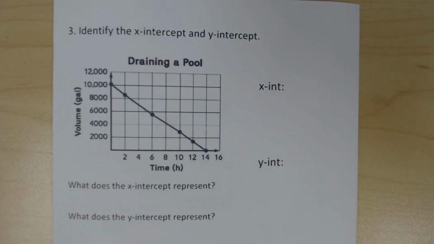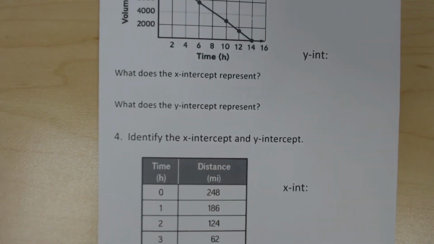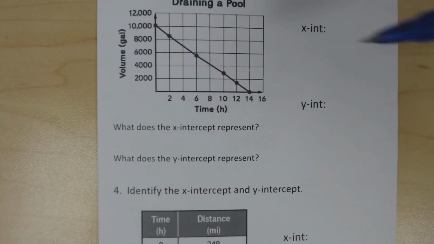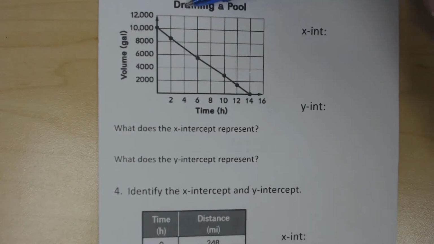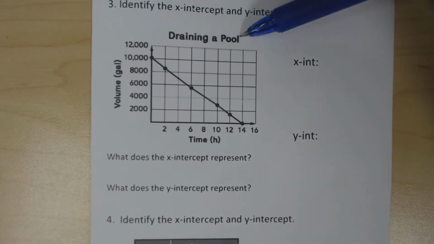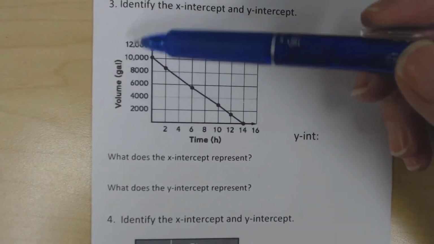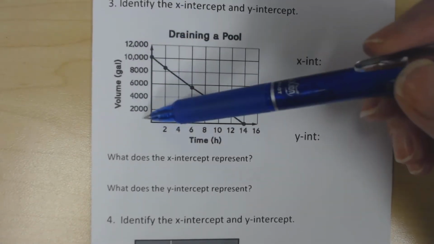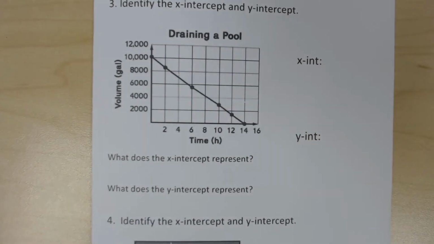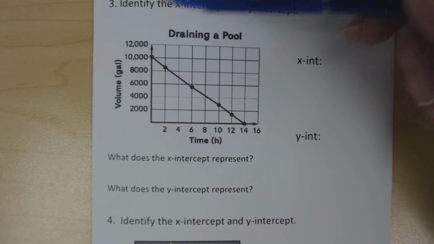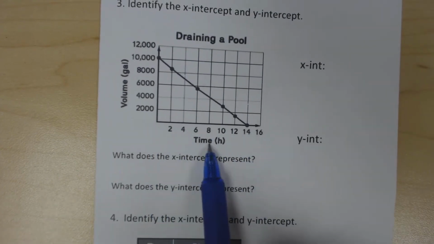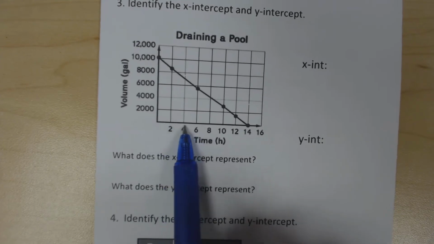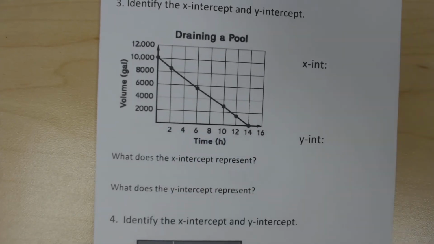Okay, the next side we have a word problem. It says identify the x and y intercept. What does the x-intercept mean? And what does the y-intercept mean? Let's go ahead and look at this information here. We have this graph that is telling us about draining a pool. We have volume in gallons over here. It looks like it counts by 2,000. So 2,000 gallons, 4,000 gallons, 6,000, 8,000, 10,000, and 12,000 gallons. And this is time in hours. So this is 0 hours, 2, 4, 6, 8, 10, 12, and 14 hours.